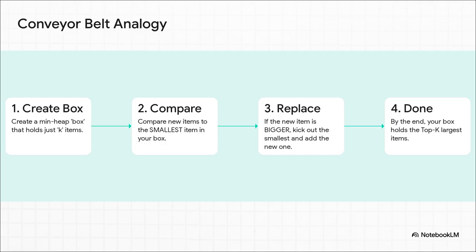But from then on, for every single new number that arrives, you only have to ask one simple question. Is this new number bigger than the smallest number I'm currently holding in my box? If the answer is yes, you kick out that smallest one and put the new, bigger one in. If it's not bigger, you just ignore it and let it roll on by. You see what happens? By the end of the conveyor belt, your box naturally contains the 10 biggest items you've seen the whole time. Pretty cool, right?